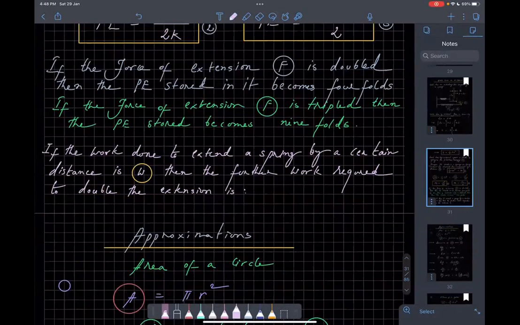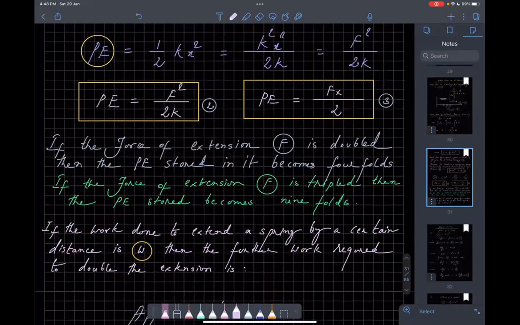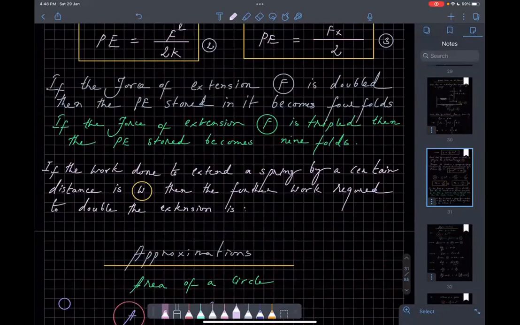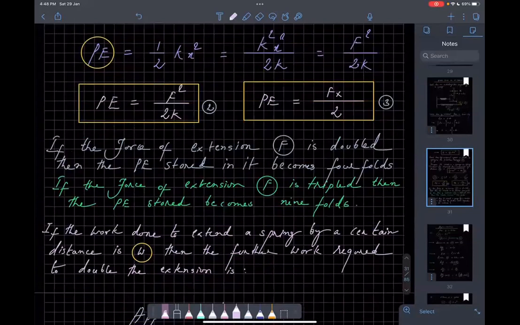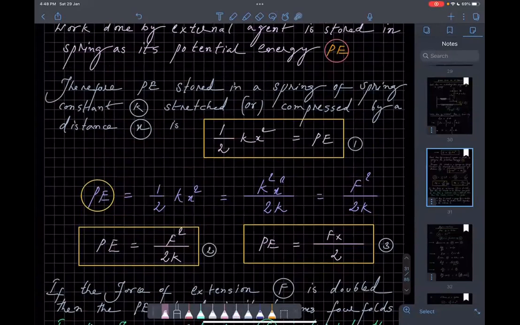Clear? अच्छा, one more thing. अगर फोर्स में डबल कर दिया तो एनर्जी स्टोर्ड क्या हो जाती स्प्रिंग में? देखो यहाँ पे ये फॉर्मूला देख के बोलो. अगर जो एक्सटेंड कर रहे हैं फोर्स का वो अगर मैं डबल कर दिया तो एनर्जी क्या हो जाती? 2f x square by 2k. तो 4 टाइम्स हो जाती. It becomes 4 times. And if I triple, it will become 9 times. Clear?